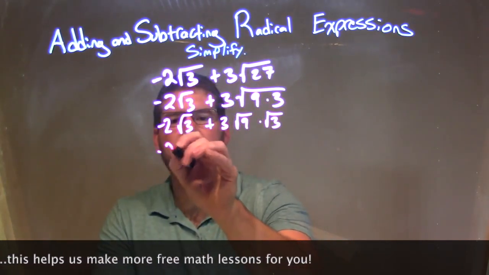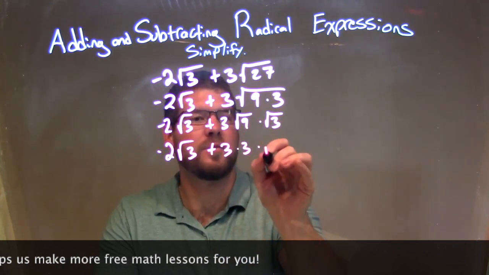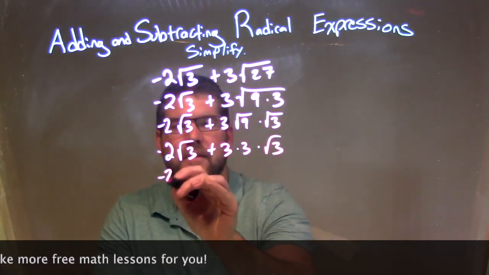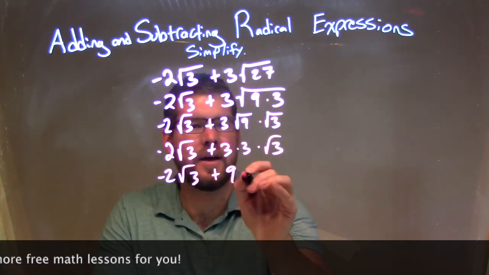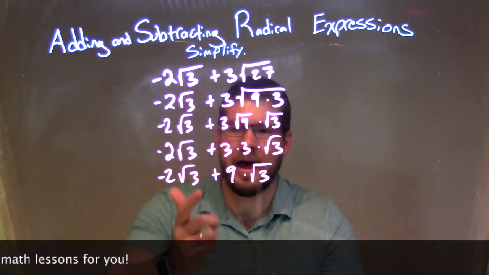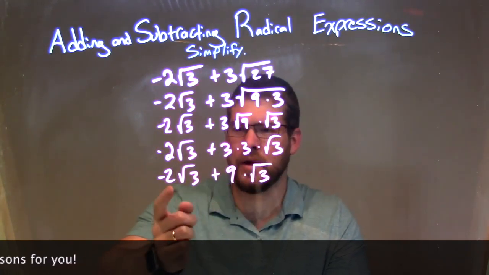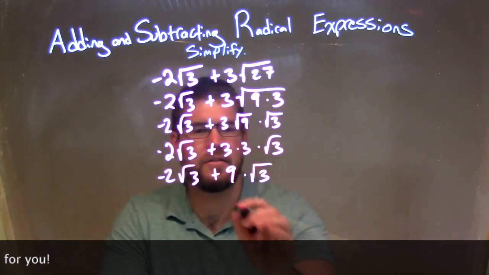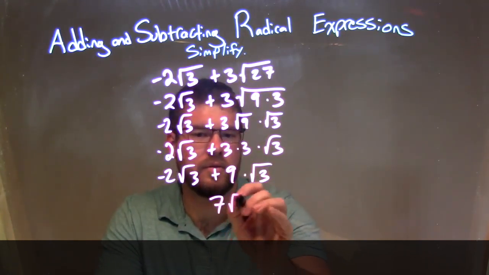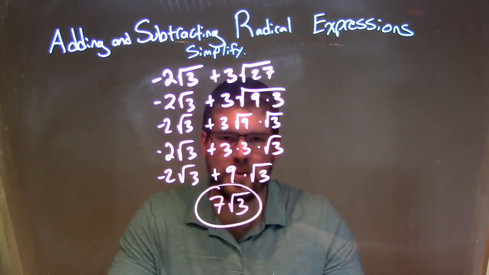So the next step here, negative 2 times the square root of 3 plus 3 times 3 times square root of 3. 3 times 3 is just a 9. So negative 2 times square root of 3 plus 9 times square root of 3. And so now it's pretty simple. We've adapted it to have the same square root right there. So we add the coefficients. Negative 2 plus 9 is positive 7. And then we can bring down just the square root of 3. And there we go. Our final answer here is 7 times the square root of 3.